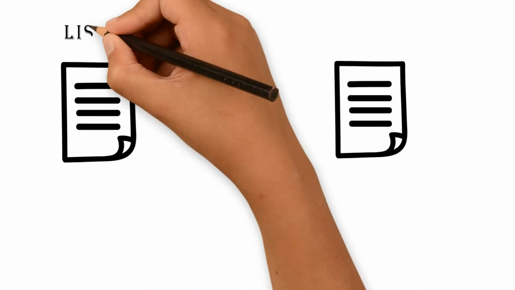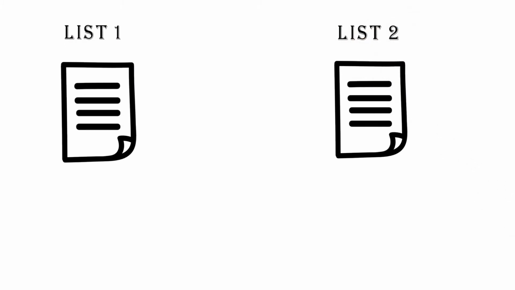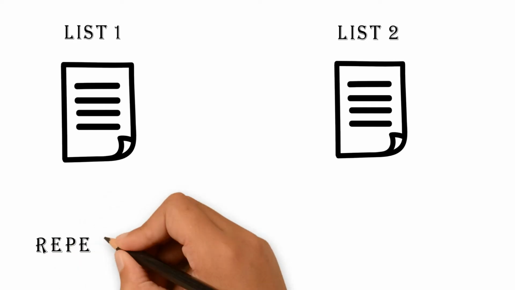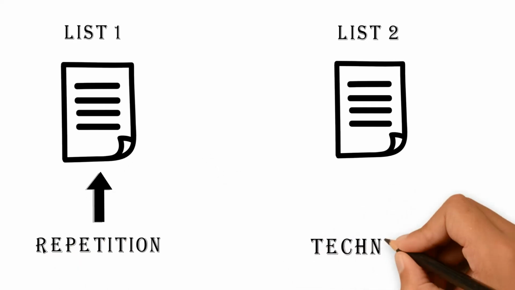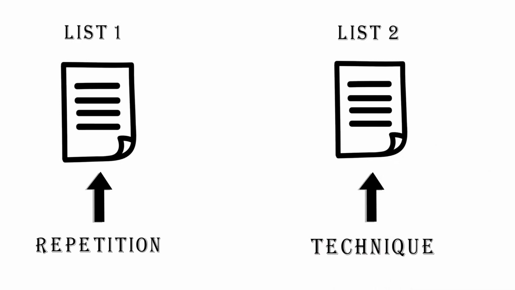I actually did a small experiment. I created two lists of words that I didn't know, and I just tried to memorize the words in each list. I did not use any technique to memorize the first list. It was just pure repetition. But for the second list, I used the technique that you are about to learn.